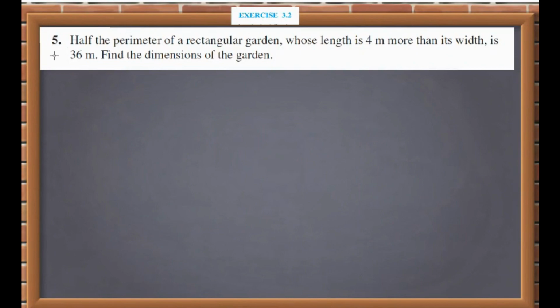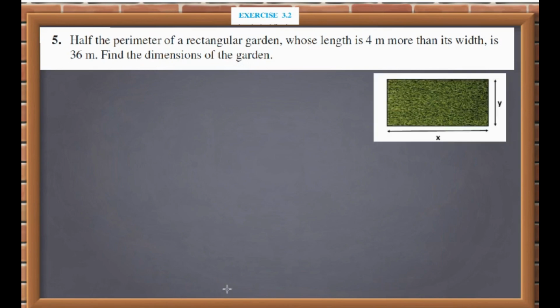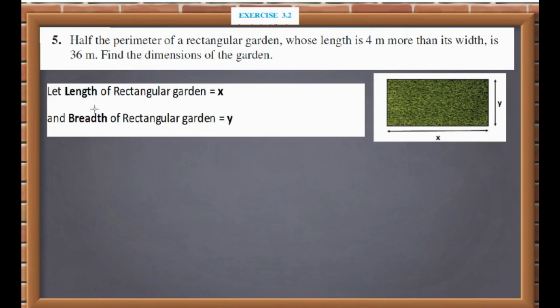Exercise 3.2, fifth question. If the perimeter of a rectangular garden whose length is 4 more than its width is 36 meters, find the dimensions of the garden. So let us take a rectangular picture. Now we don't know the length and breadth. Let us assume the length of the rectangular garden as x meters and the breadth of the rectangular garden as y meters.